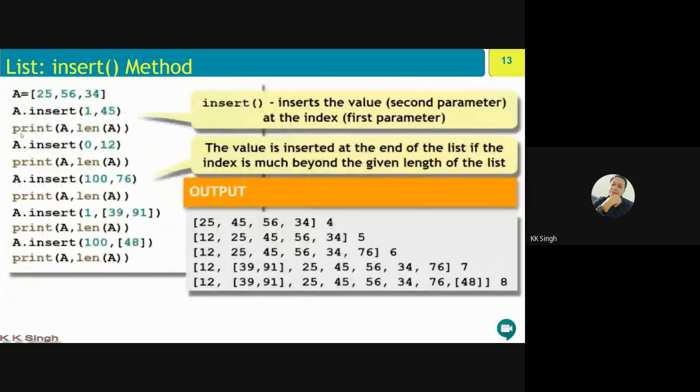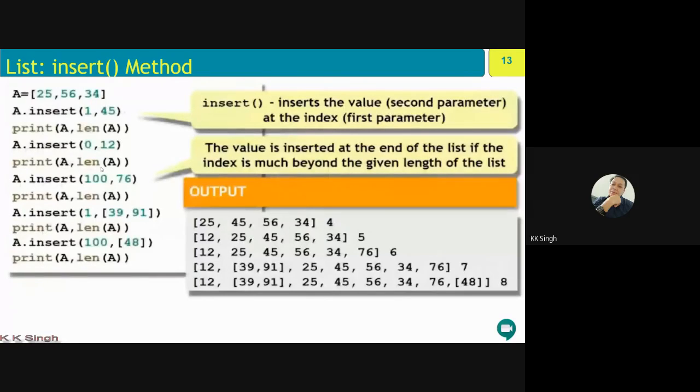Next example, you are inserting a value at index 0. At 0 index means this should be the first value. 12 will be inserted on 0th index. So this will become the first element of the list. So if you print it, 12 will be shown at the first position. So 12, 25, 45, 56, 34, and along with that, you are evaluating the length of the list. So the length of the list is 5. So this way you can insert.